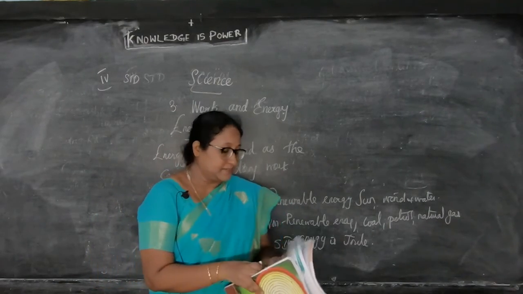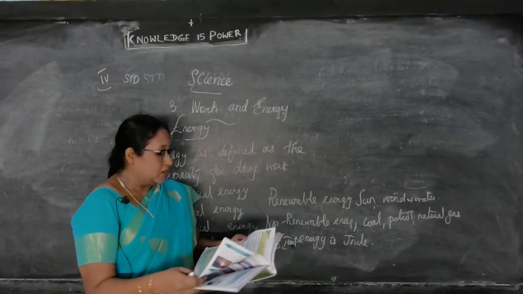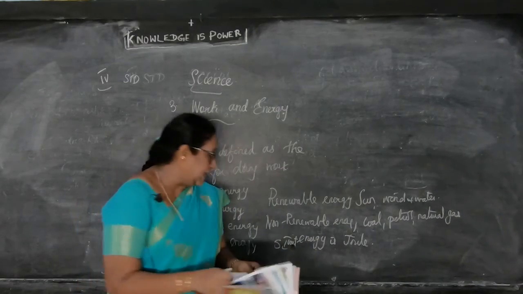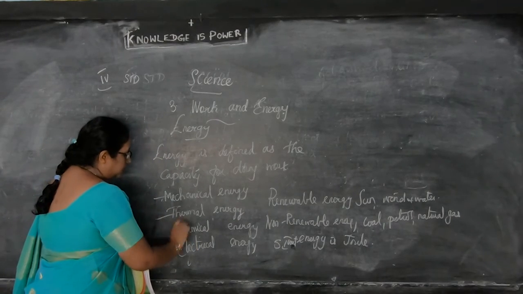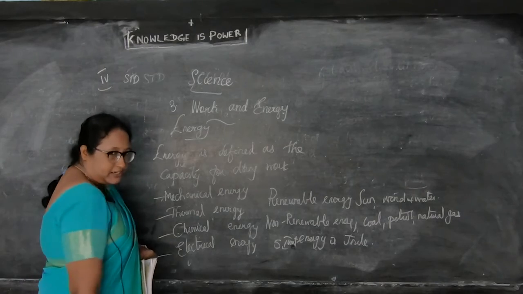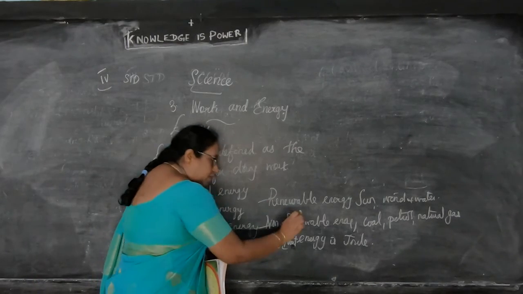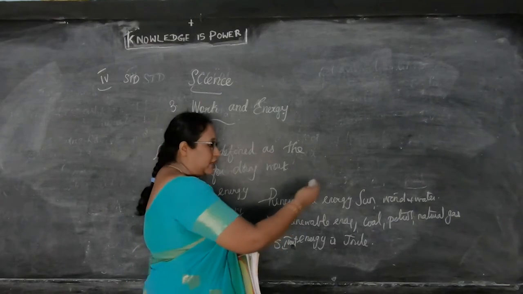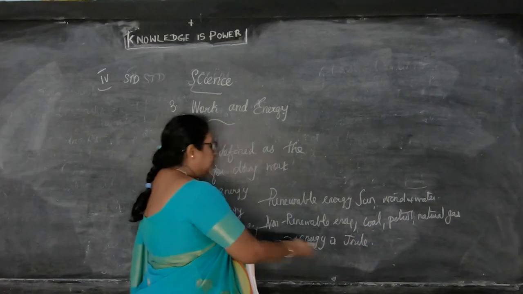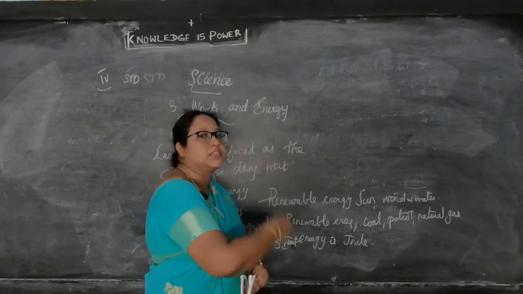Now what did we see? Renewable resources, non-renewable resources. We saw types of energy, that is, mechanical, thermal, chemical, electrical energy. Then renewable and non-renewable. In the renewable, what I said, that it can be replaced again and again, for example, sun, wind and water. And non-renewable energy, if once used, it cannot be replaced.